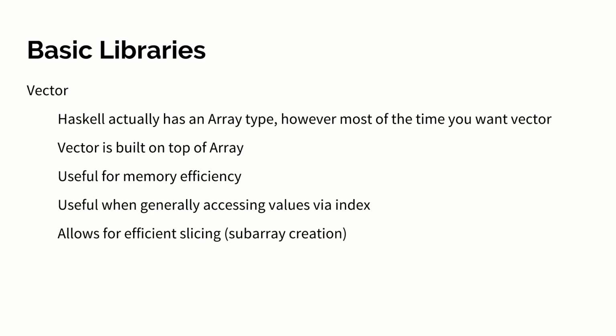Up till this point, the closest thing we've been using that is akin to an array has been the list type. Haskell actually does have an array type, but most of the time that you're looking to use the array type, you're actually looking to use the vector type. Vector is a type that's built on top of the array type. Vector is useful when doing a lot of index-based accessing and for creating subarrays or slice operations.